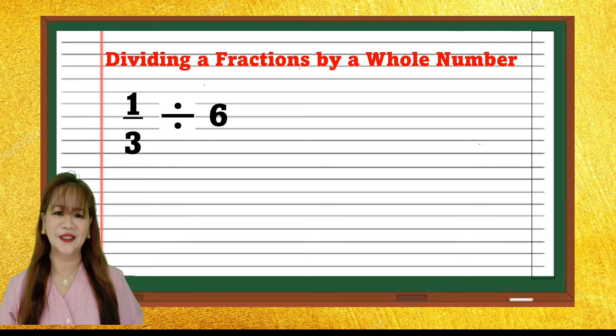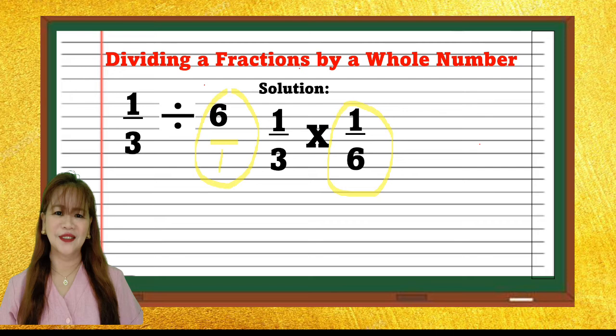Tingnan naman natin ngayon itong example na to. Dividing a fraction by a whole number. 1/3 divided by 6. So, ito ay binaliktad natin. Nasa pangalawa ngayon yung whole number. So, understood na ang 6 ay may 1 sa ilalim niya. This is now the solution. 1/3 times 1/6. Kasi yung reciprocal ng 6/1 is 1/6.